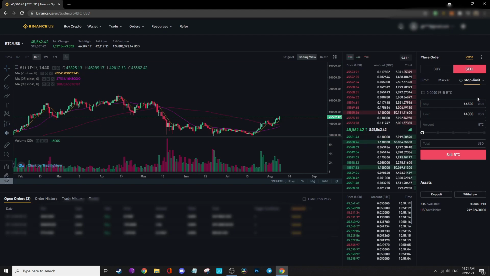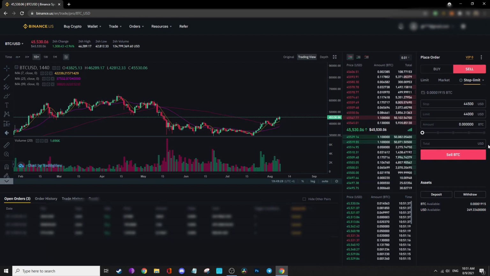And every time you place one of these orders that doesn't execute instantly, it's going to go down into your open orders, and you can just click cancel if you ever want to cancel that order for whatever reason. And here you can also type in the amount of Bitcoin that you want to sell, or just use the slider. So that's pretty much how all these order types work. It's pretty straightforward, and once you start playing around with it, you'll kind of get the gist of it.